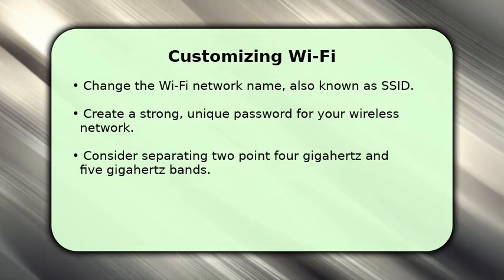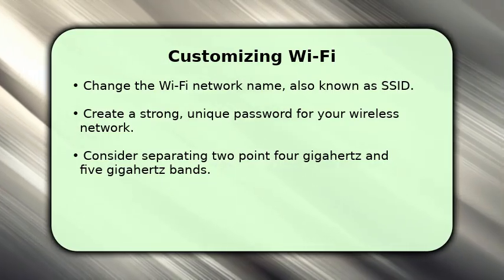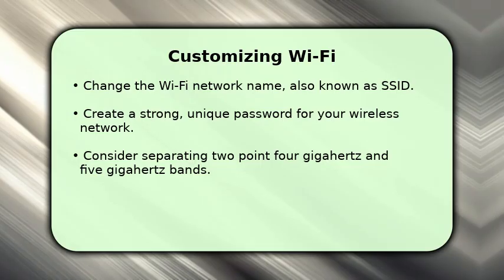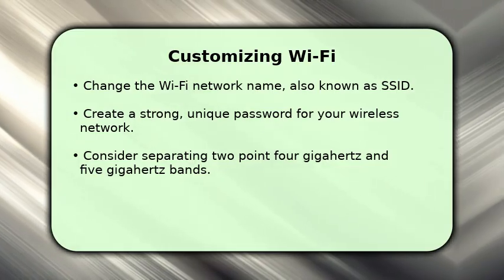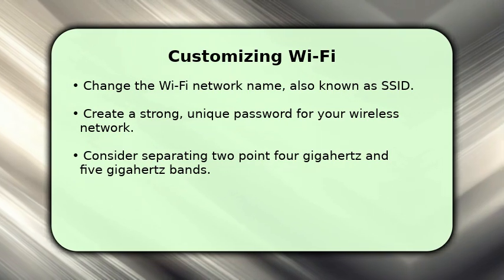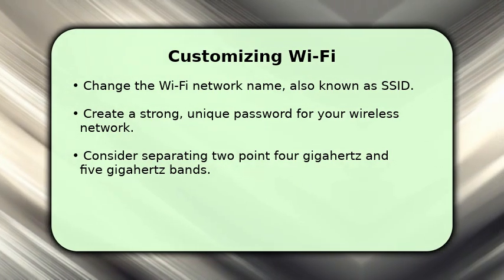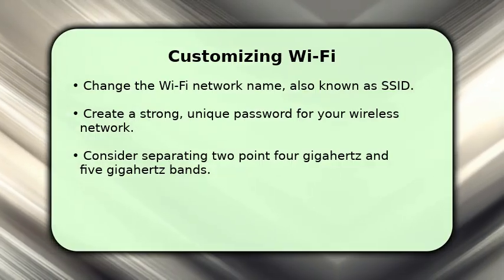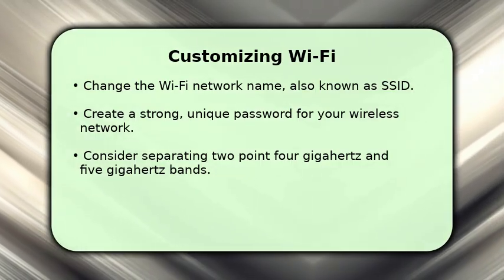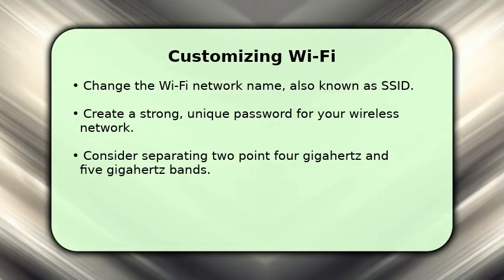It's time to personalize your Wi-Fi. First, change your Wi-Fi network name or SSID to something memorable. Next, create a strong, unique password for your wireless network. Avoid using personal information. You might also see options to separate the 2.4 GHz and 5 GHz Wi-Fi bands, which can optimize performance for different devices. Remember to save your changes.